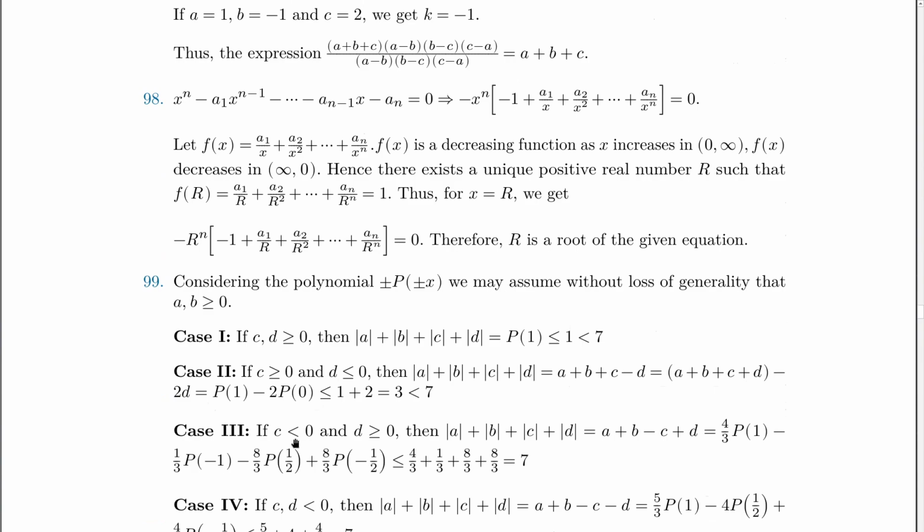Now if c is less than 0 and d is greater than 0, then it would be a plus b minus c plus d. Now this we can write as 4 by 3 of p of 1 plus 1 by 3 of p of minus 1 minus 8 by 3 p of half plus 8 by 3 p of minus half, which will become 4 by 3 plus 1 by 3 plus 8 by 3 plus 8 by 3, which is equal to 7. So the equality is satisfied here.